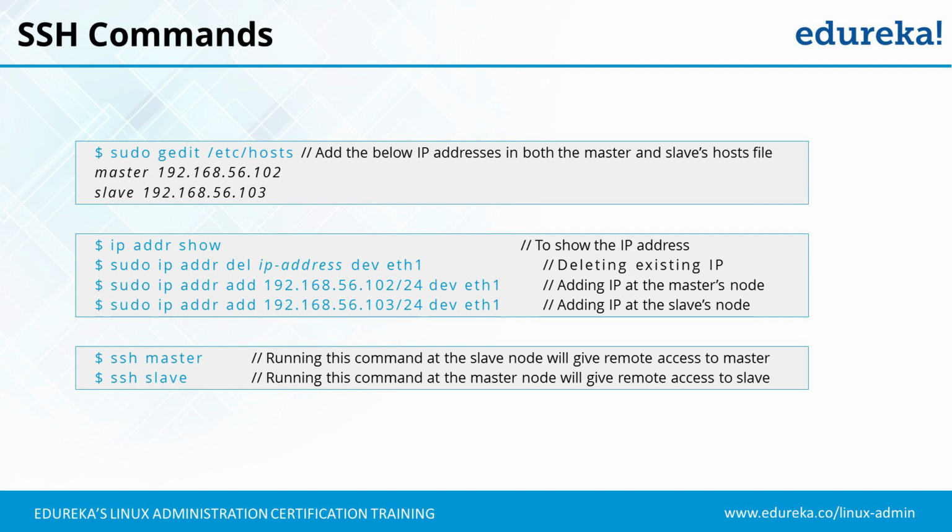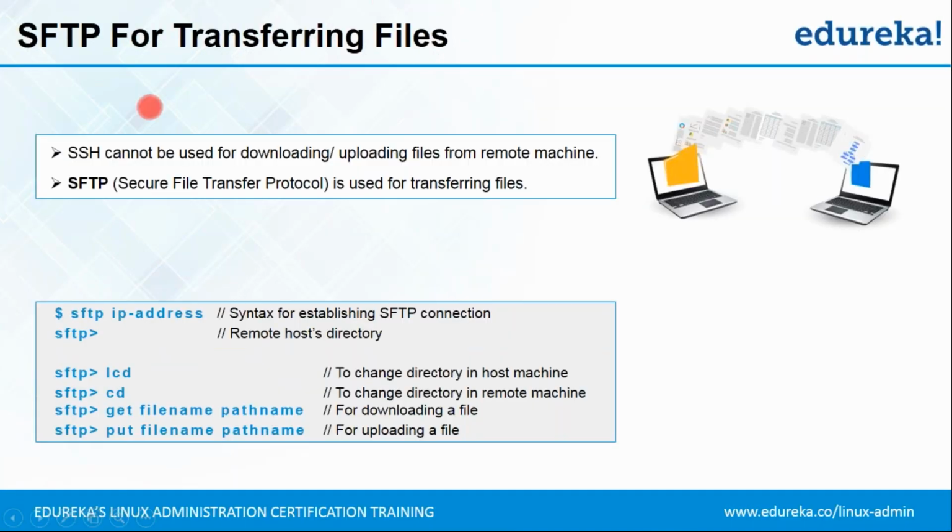I've shown you what SSH stands for, and now comes SFTP. SFTP stands for Secure File Transfer Protocol, and this is for transferring files. Now the thing with SSH is that we use SSH to connect to the remote machine, right? We connected there and we can execute commands over there. But the problem is we cannot transfer files. It cannot be used for downloading or uploading files from the remote machine. So that's the limitation with SSH.